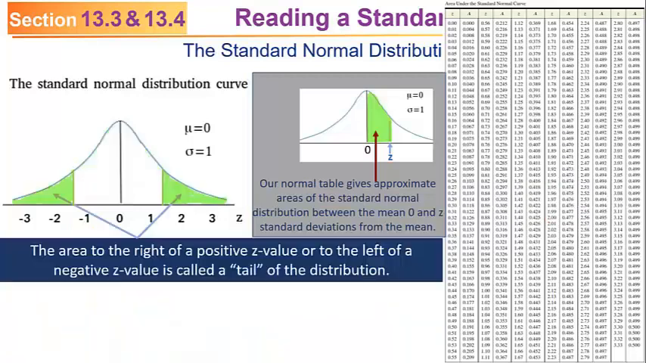What if that's not the case? What if you're looking for something? Those are called the tails of a distribution. When you go to the far right or to the far left, those are called the tails of the distribution. What if you want to find the area of one of those tails?